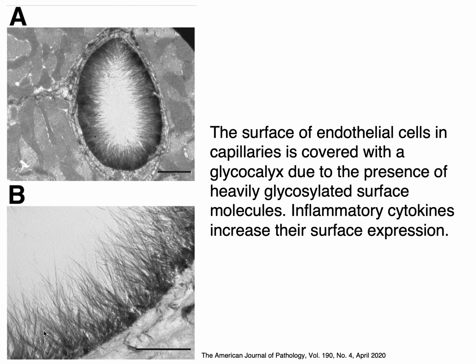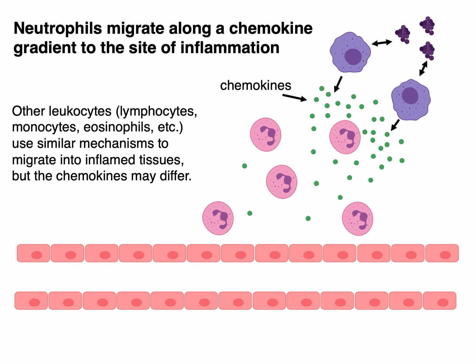Inflammatory cytokines actually increase the surface expression of these adhesive molecules, which in turn allows these cells to stop, adhere to the sides of these capillaries, and migrate into the inflamed tissue. Once these cells migrate into the inflamed tissue, they're able to migrate towards the site of infection because they migrate along a chemokine gradient.